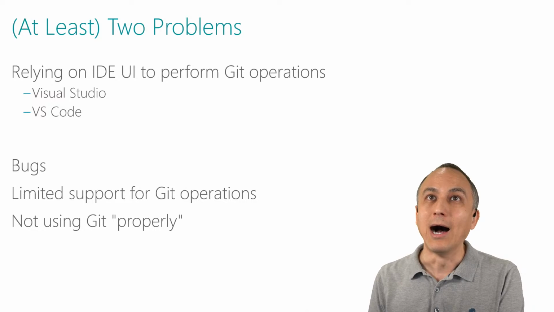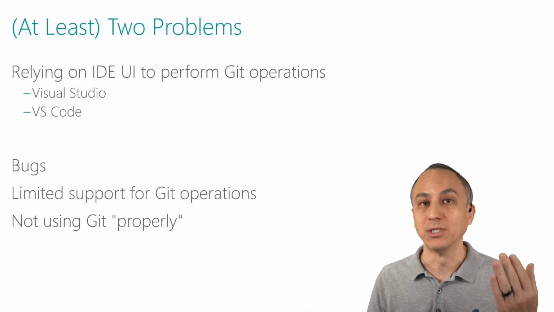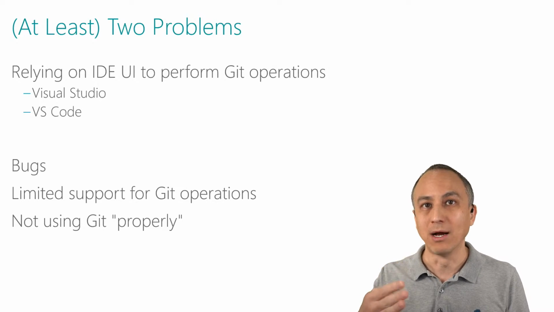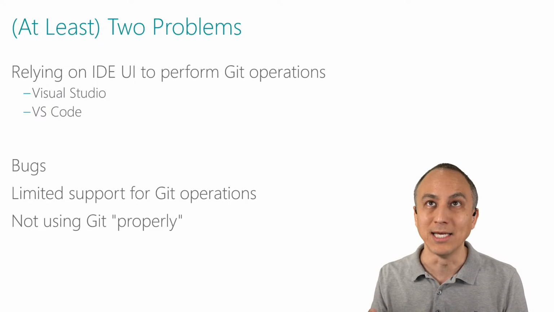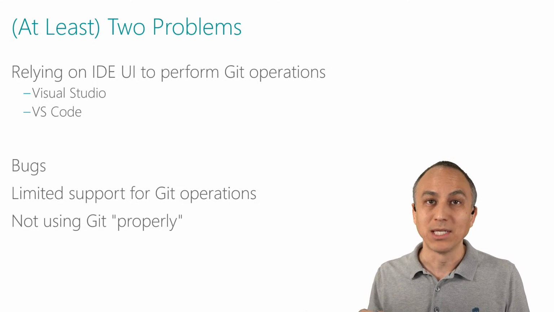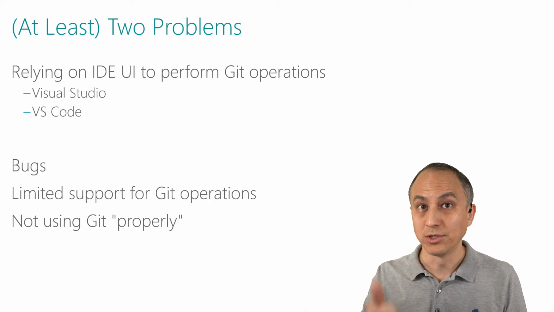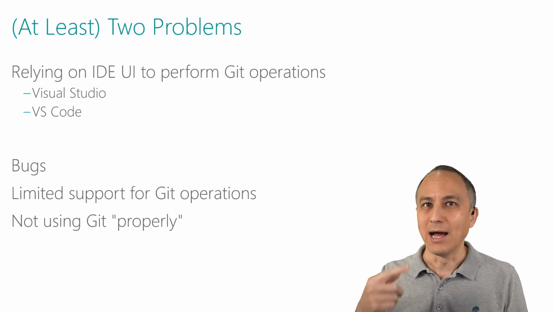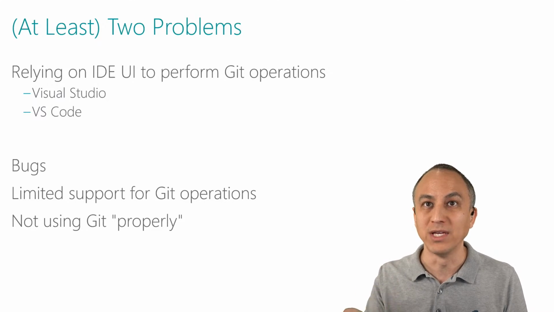So I have relied upon the IDE exclusively to perform Git operations in Visual Studio, and I'm starting out with that in VS Code, but I want to move on from that. I do not want to be solely relying upon the IDE. And some of the problems that occur are bugs. There are definitely bugs in Visual Studio. I've seen some weird behavior in VS Code, but I haven't been able to reproduce it in a way that I can nail it down as being a quirk or an issue in VS Code.